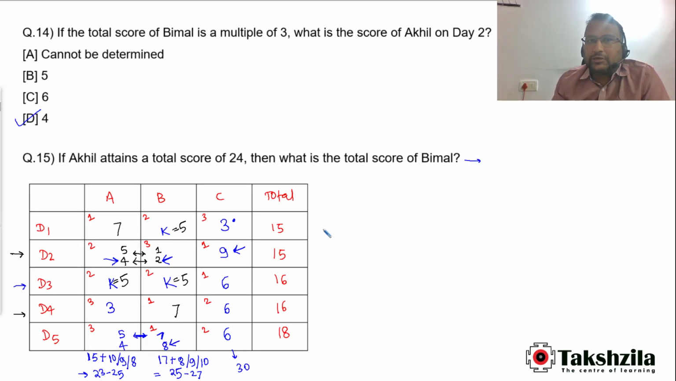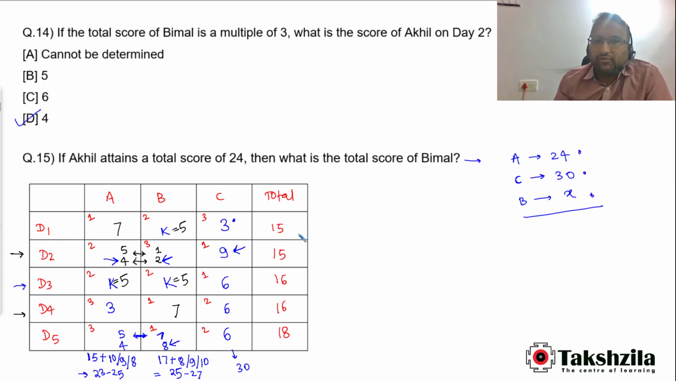Question number 15. If Akhil attains a total score of 24, then what is the total score of Bimal? So over here we know that Akhil is going to score a total of 24. Bimal we don't know, but we know that Chatur is going to score a total of 30. So Bimal should score how much, such that the addition of all three numbers becomes how much? 15, 15, this is 30, then 32, and then 18.